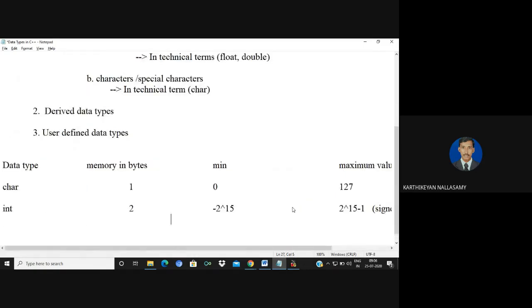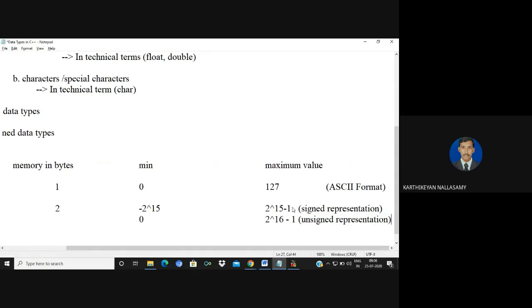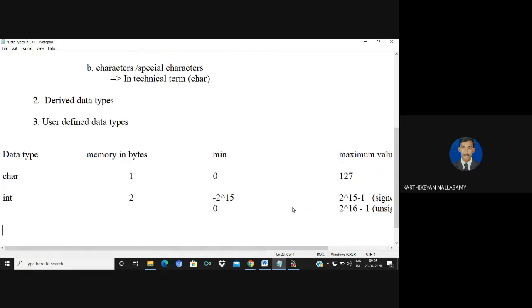For unsigned representation, you have to write unsigned before the keyword. It varies from 0 to 2 power 16 minus 1, because integer is 2 bytes and the MSB is no longer used as a sign bit. By default, if you are representing it, it always indicates signed representation.